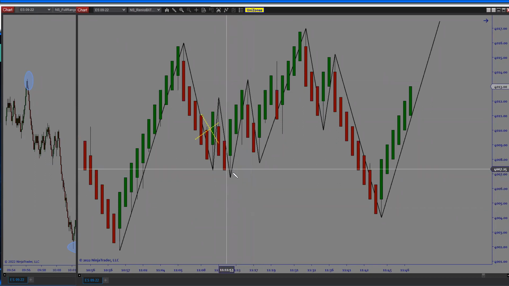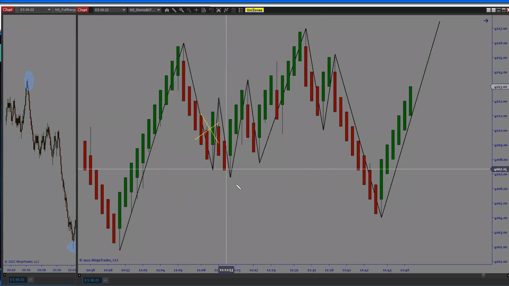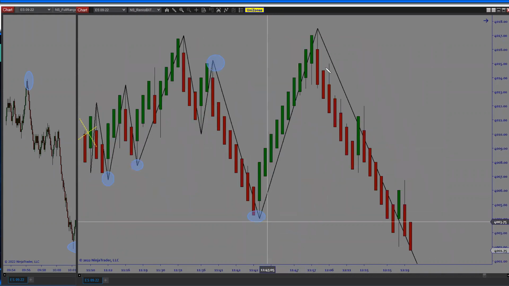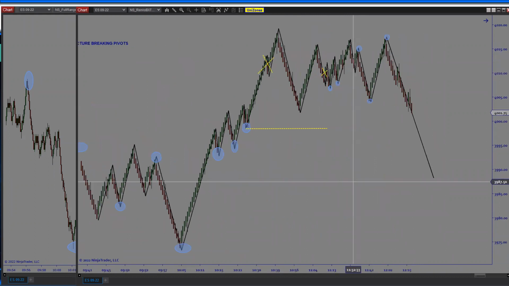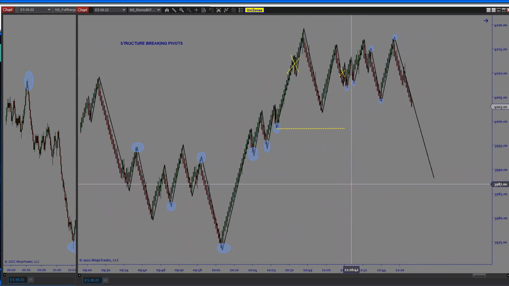All right, so we go on to break this. So this would be a structure breaking pivot right here. This pivot did not go on to break, but this one did. So this is a structure breaking pivot. And then this one did not break, this one did. And then this one did, and so did this one. Okay, so now we have our structure breaking pivots highlighted. All good there. Making sense.